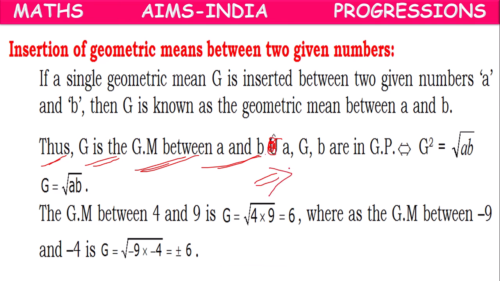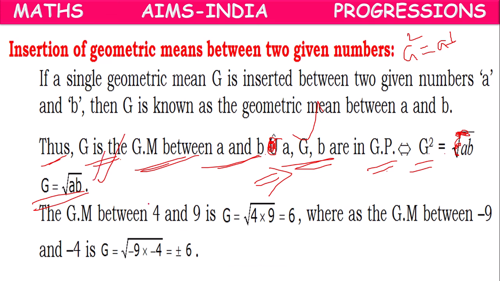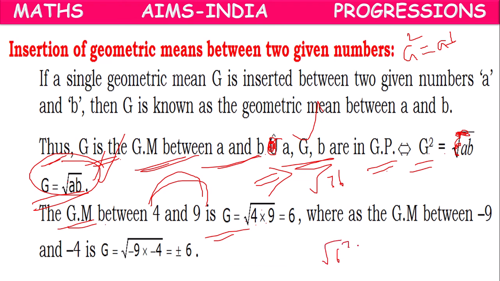So thus, G is the geometric mean of A and B, which implies A, G, B are in GP, or according to the geometric mean formula, we can write G square equals AB, or G equals root of AB. So if you want to find the geometric mean between 4 and 9, according to this formula, the geometric mean will be root of 4 into 9, means root of 36, root of 6 square. The square root cancels, and the answer will be 6.